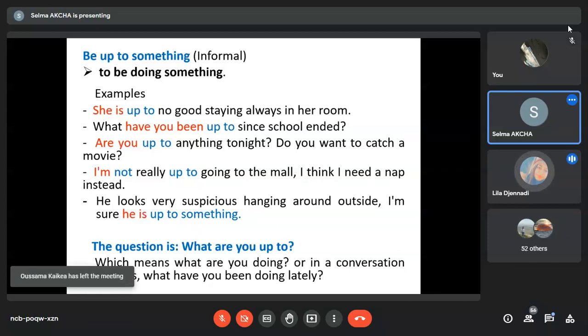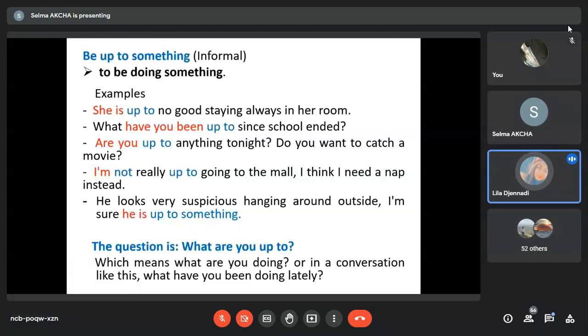Be up to something: informal. To be doing something. Examples. She's up to no good, staying always in her room. What have you been up to since school ended? Are you up to anything tonight? Do you want to catch a movie? I'm not really up to going to the mall. I think I need a nap instead. He looks very suspicious, hanging around outside. I'm sure he's up to something. The question is, what are you up to? Which means, what are you doing? Or in a conversation like this, what have you been doing lately?